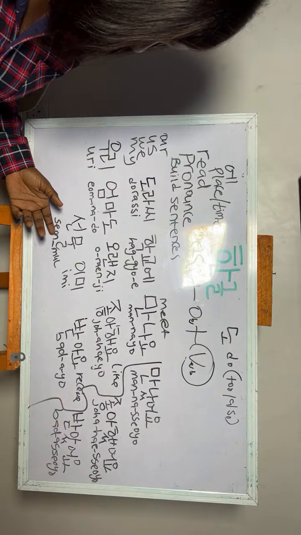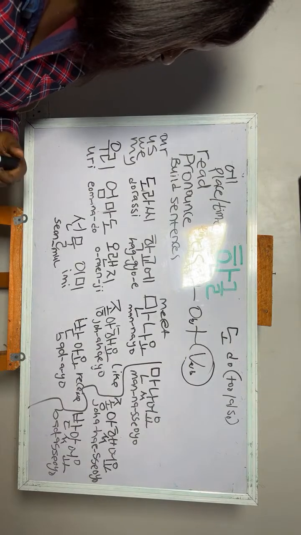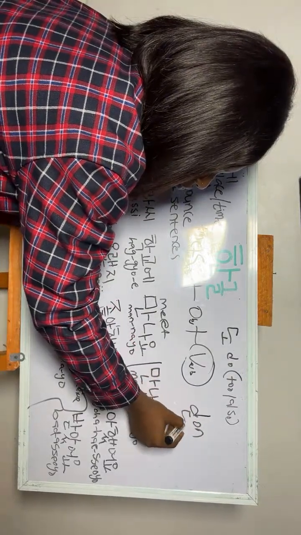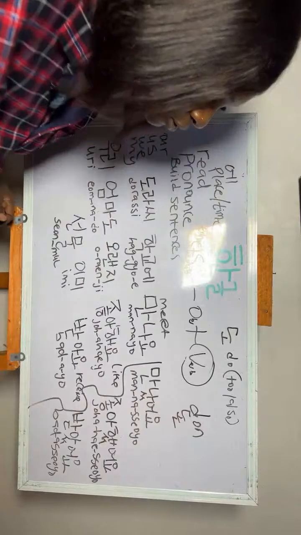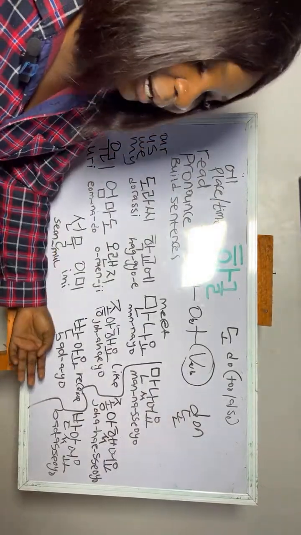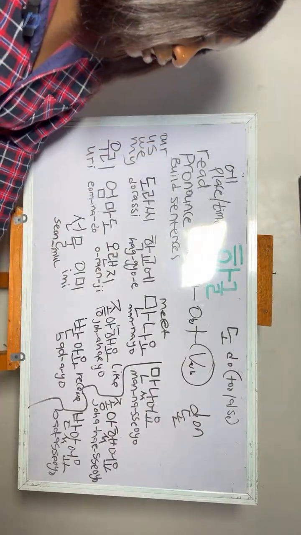Now this can be anything. It can be 돈, the word for money. 돈 받았어요. I received the money. 돈 받았어요. I received the money.